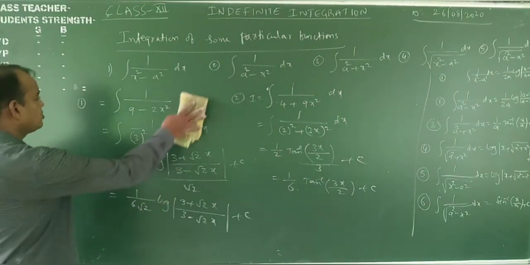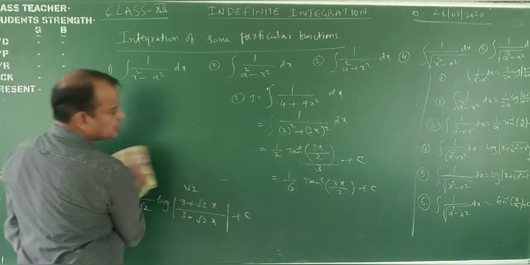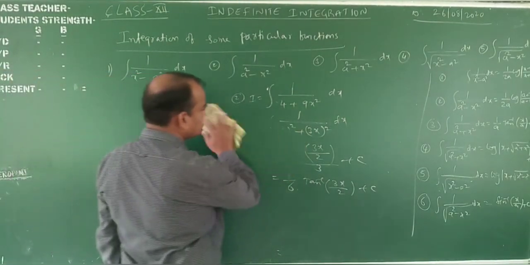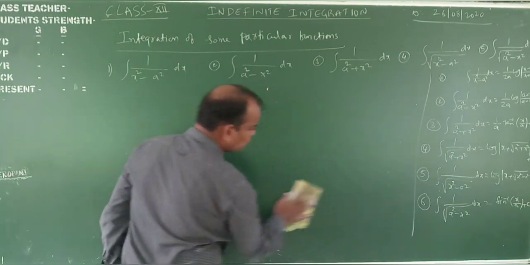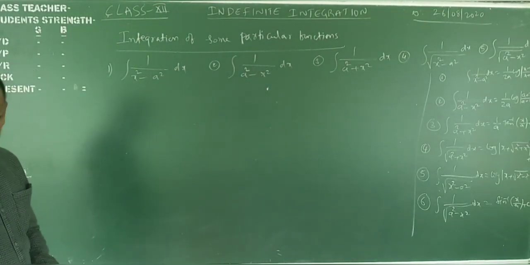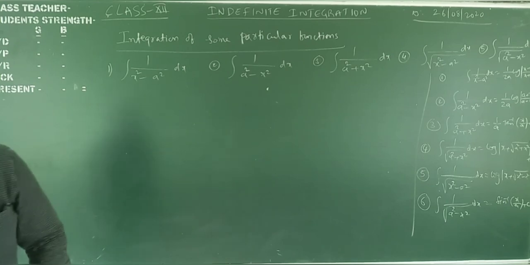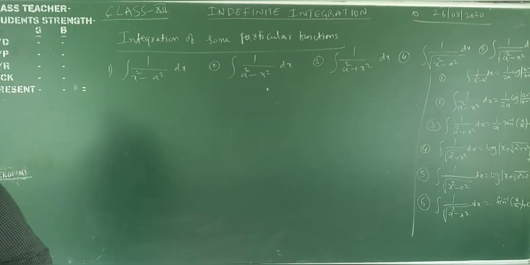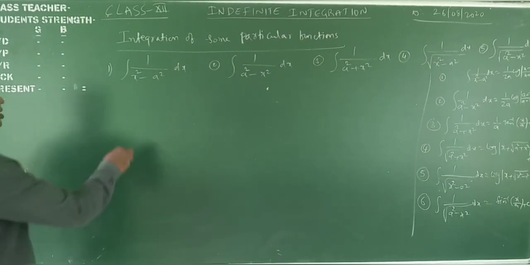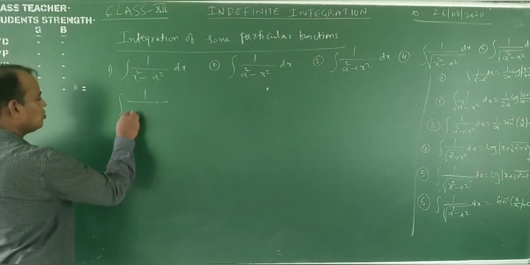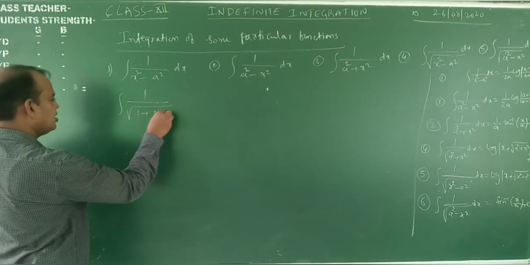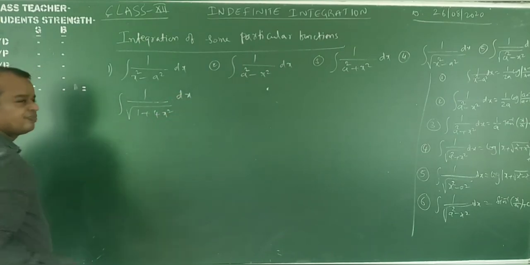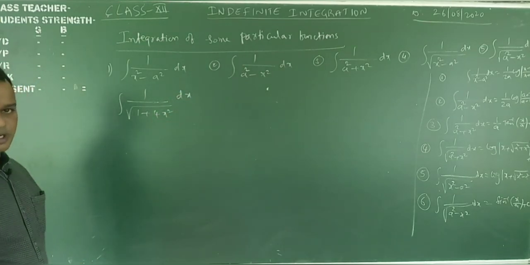Okay, next we are going to the next formula. What is that one? Root over a square plus x square. We are going to do one more problem. For suppose, the question is: integral of 1 by root over 1 plus 4x square dx, my dear students.